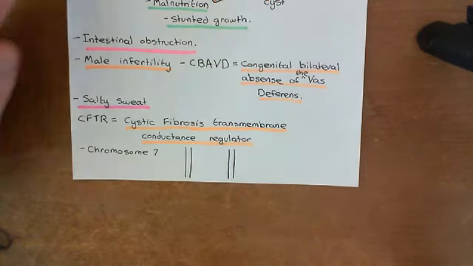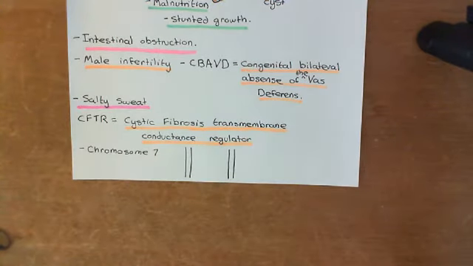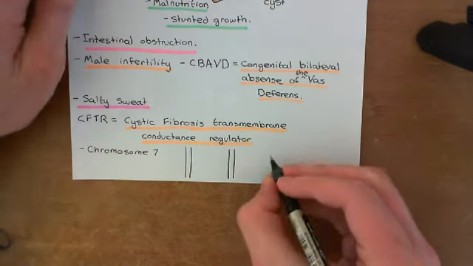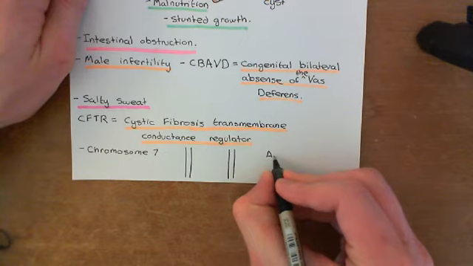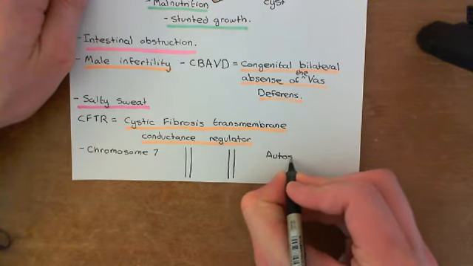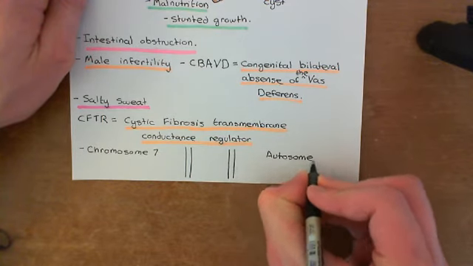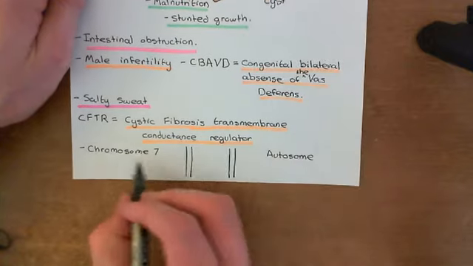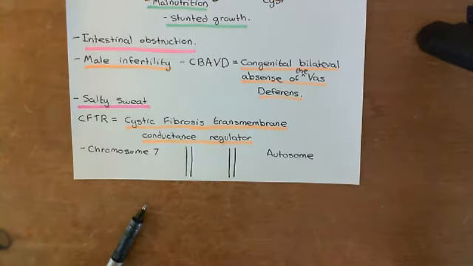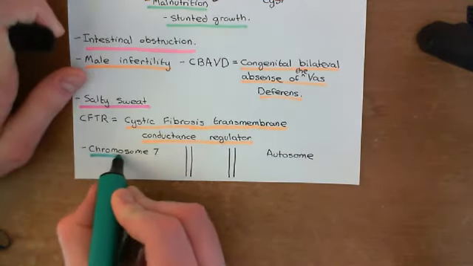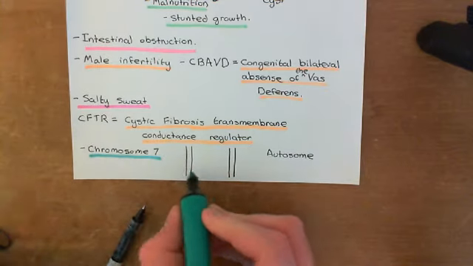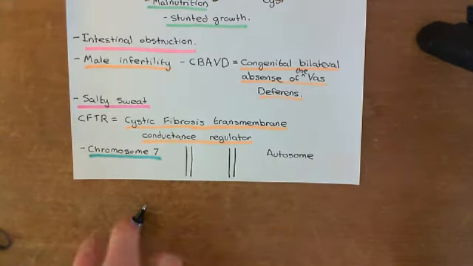So remember, in all human cells, except of course the sperm cells and the egg cells, you have 2 copies of each of the autosomes. Now, autosomes is a fancy word for chromosomes 1 to 22. We don't include the sex chromosomes in the autosomes, but chromosome 7 is certainly an autosome. So you have 2 copies of chromosome 7, a maternal copy and a paternal copy.